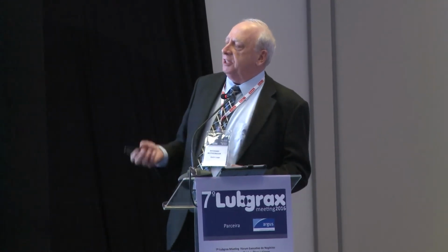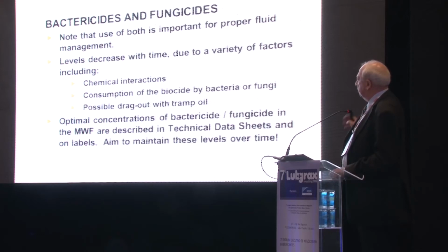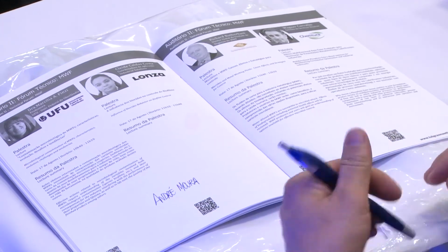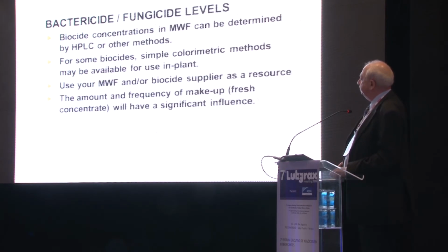As we've talked about, bacteria and fungi are quite different, so use of both bactericides and fungicides is important for proper fluid management. Over time, levels decrease from chemical interactions. When bacteria are killed by the biocide, there is some loss of the biocide. And some biocides can also get dragged out with tramp oil. So for any biocide, you have optimal concentrations, and those would be in the manufacturer's technical data sheet and on labels. So try to keep the biocide at that level over time.